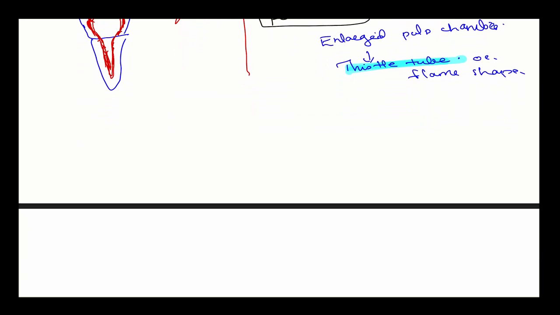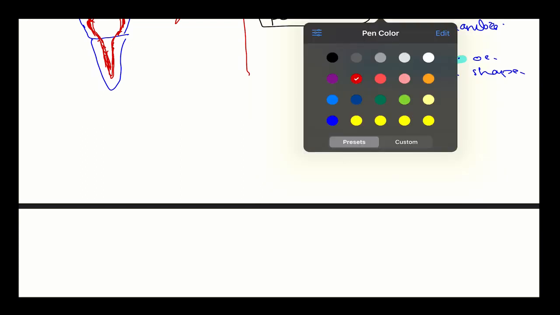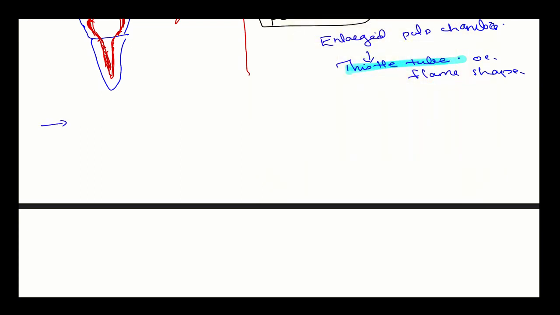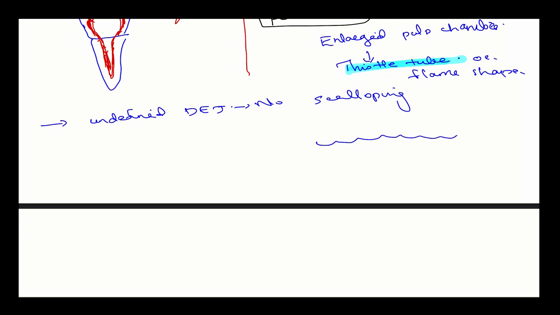Now, one more thing I want you to remember with regard to dentinogenesis imperfecta is that the dentino-enamel junction (DEJ) is undefined. The junction between dentine and enamel is undefined, so there is no scalloping. If you have studied dental histology, you will see that there is a scalloping between enamel and dentine. This scalloping is not there, so the junction is actually flat. So there is no interlocking between enamel and dentine.